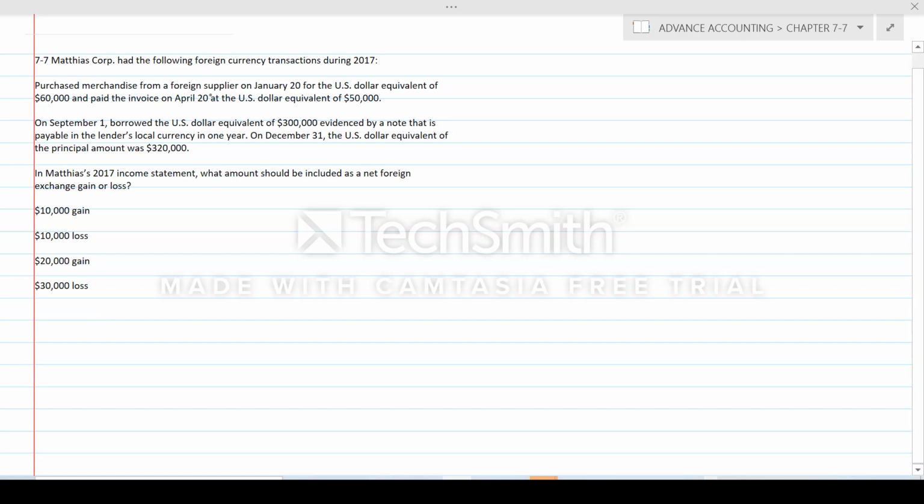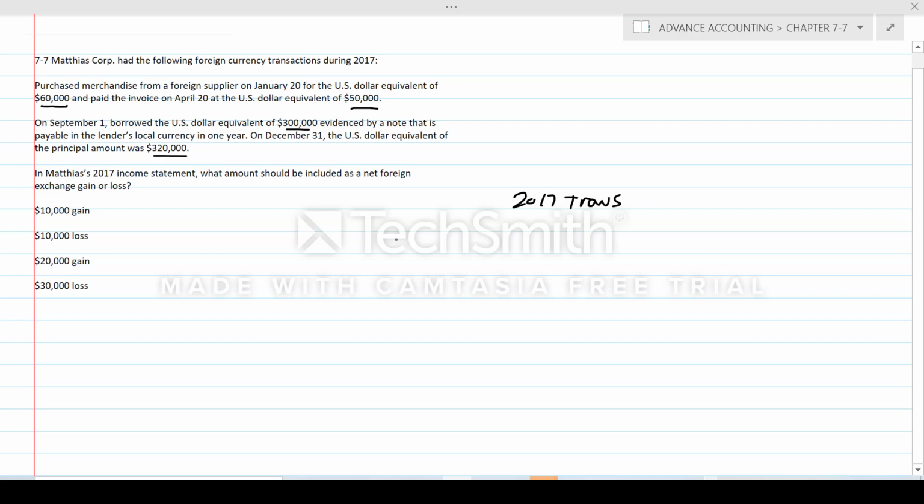So our data is as follows. They purchased merchandise at the US dollar equivalent of $60,000. And on April 20th, they paid $50,000. Then on September 1st, they borrowed the US dollar equivalent of $300,000 in a note, and then they paid that note for $320,000. So if we prepare our small schedule again, we look at these transactions, and we're going to look at all the transactions for 2017 because that's what they're asking us to do.